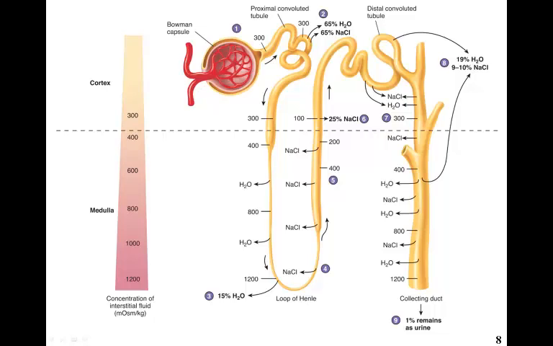So thin descending limb, thick ascending limb. And they're quite different. So the thin descending limb, the key thing about this part is that it's permeable to water.